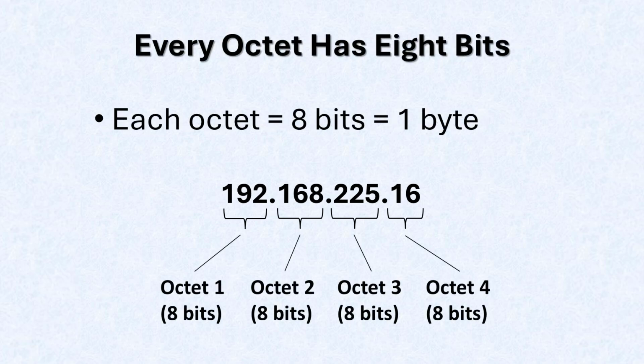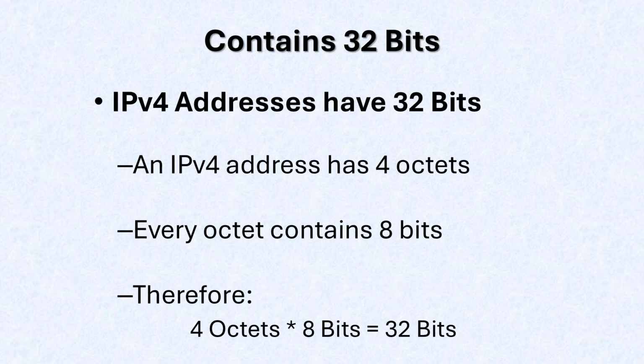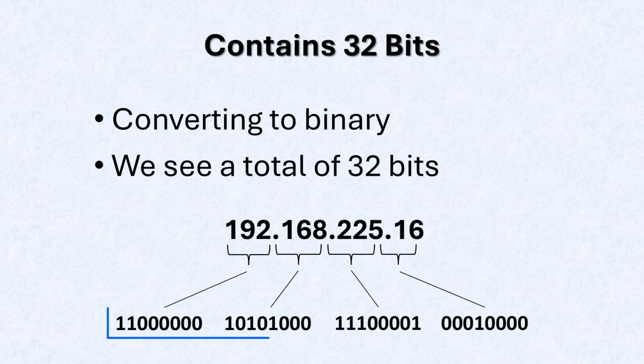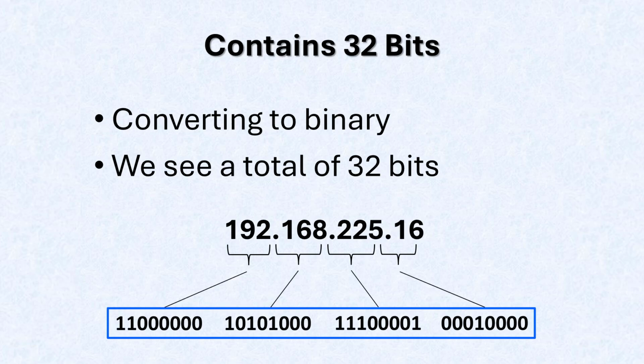Every octet is made up of 8 bits, and we have 4 octets. This means an IPv4 address has 32 bits. As noted, by converting each octet to binary, we can clearly see the 32 bits.